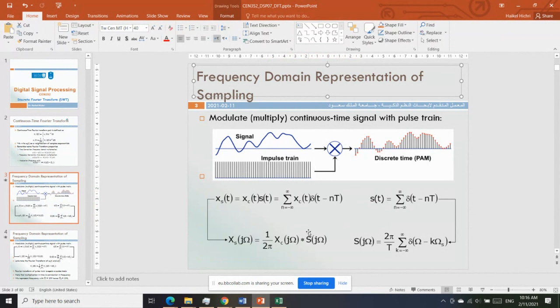So this is modulation in the time domain; in the frequency domain it becomes a convolution between the Fourier transform of the continuous signal x and the Fourier transform of the impulses. And the Fourier transform of the impulses, since we have shifts of delta, also becomes impulses in the frequency domain.